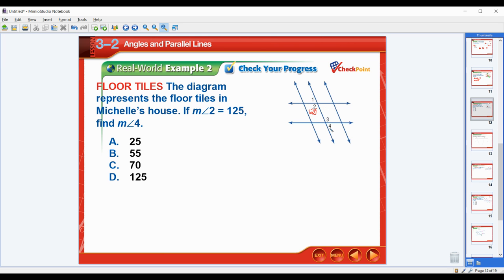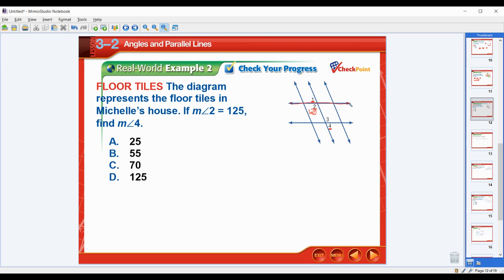In this scenario, I'm going to ask you, is there any relationship between angle 4 and angle 2? And hopefully you're sitting at home saying no. There is no relationship between angle 4 and angle 2. That's correct. There's not any angle relationship there. Now, what if I asked you angle 1 and angle 4? What is the angle relationship between angle 1 and angle 4?